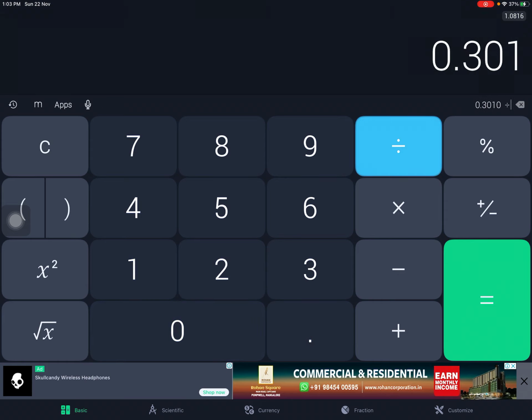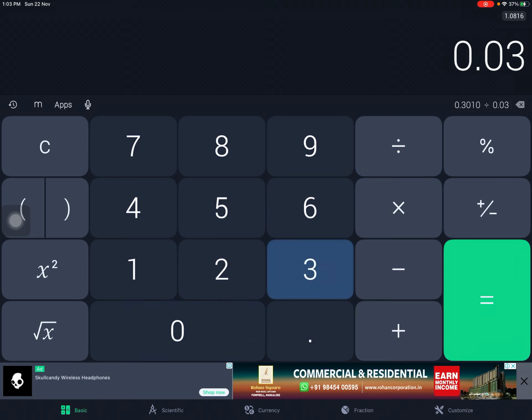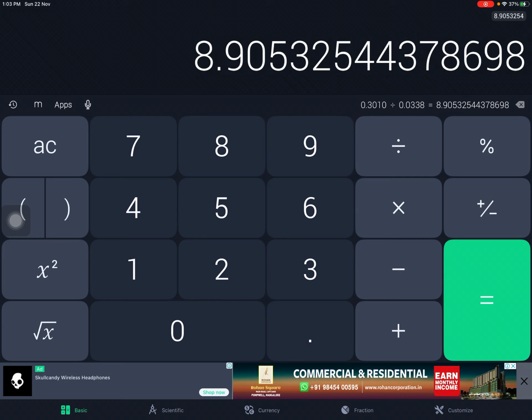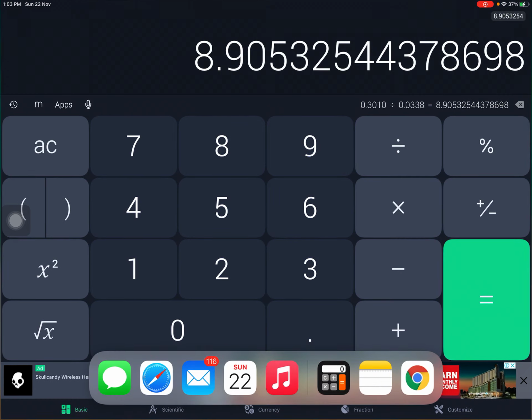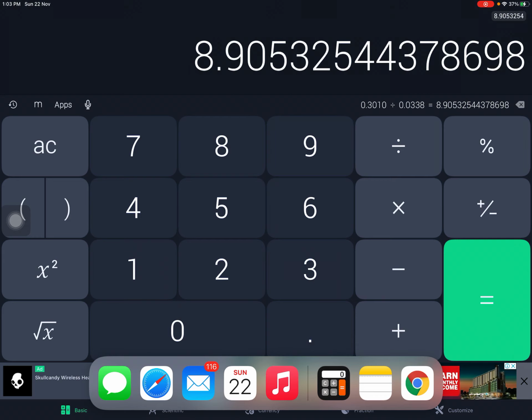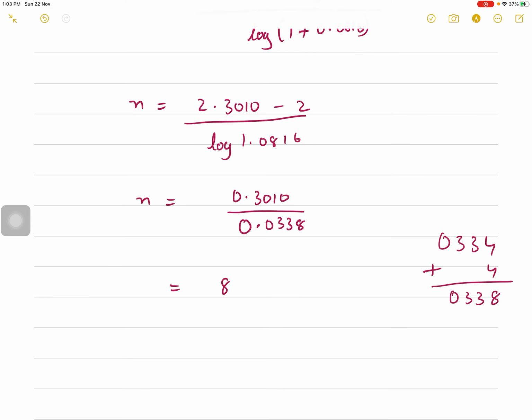0.3010 divided by 0.0338, correct? So it comes to 8.91. So 8.91 years.